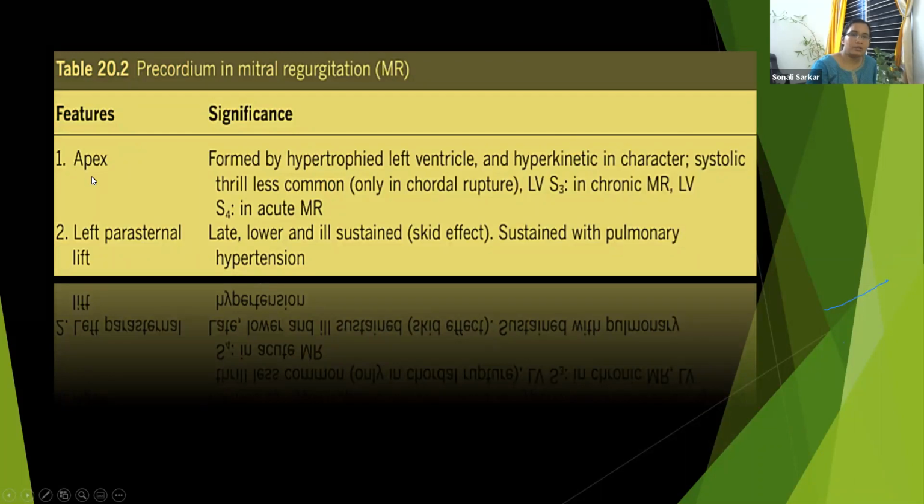Now coming to mitral regurgitation. Here the apex will be formed by the left ventricle, which is dilated. So you will find the apex beat displaced downwards and outwards, outside the midclavicular line and in the left 6th, 7th or 8th intercostal space. The character will be hyperkinetic, that is, forceful and ill-sustained. Forceful means it will lift your palpating fingers easily. Ill-sustained means the duration will be less than 50% of systole. A systolic thrill in mitral regurgitation is very uncommon.